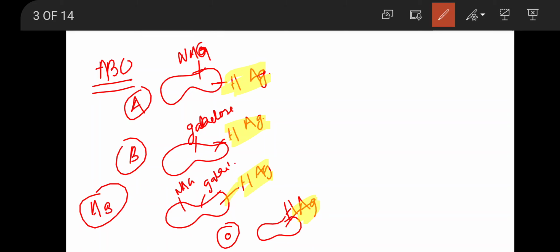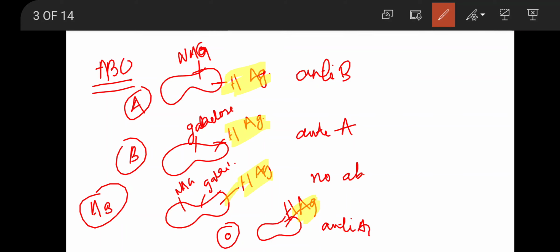So what will be the antibodies present in A blood group? Anti-B. Here it is anti-A. Here you have both antigens A and B, so you have no antibodies. Here you have no antigen, so both anti-A and anti-B. So this is important: if you have A antigen, then the antibody will be anti-B.